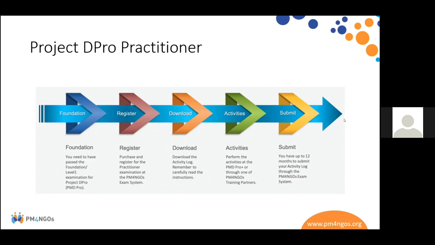Alcazi is asking, when I'm enrolled, is there any system to track me and give me a reminder? You have the activity log and you have to track and remind yourself. So this is one other difference when you do it with a training partner, for example. A training partner would be mentoring you, having sessions with you. Each training partner has the liberty and autonomy to develop the mentoring process as they would like to. So I would say talk to the training partners of PM4NGOs, check how their processes are. And definitely some of them would have a system to track you and mentor you. But if you're doing it by yourself, you're doing it by yourself.